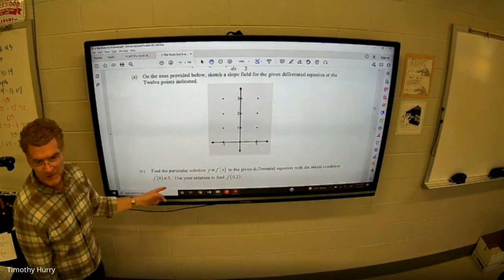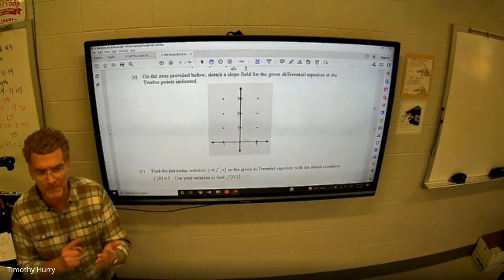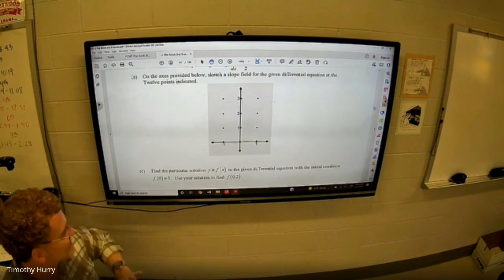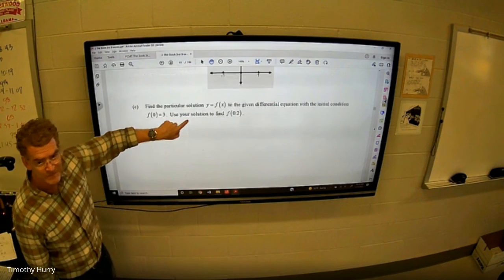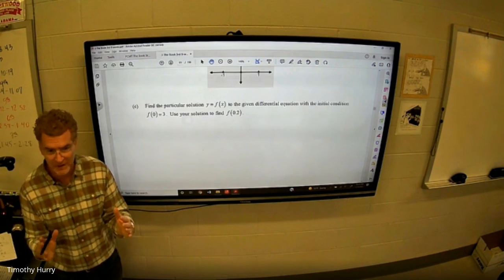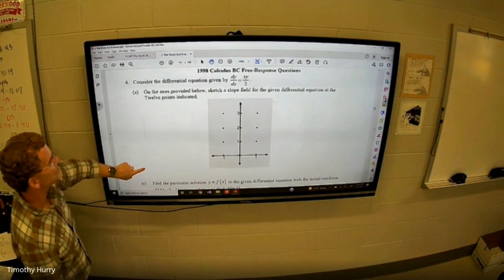This thing, find the particular solution. On every single AP test but one over the past 10 to 12 years, including practice tests, you've had a 6-point question like this. That is the biggest chunk of points you'll get on the test for one question. And they're not difficult, right?